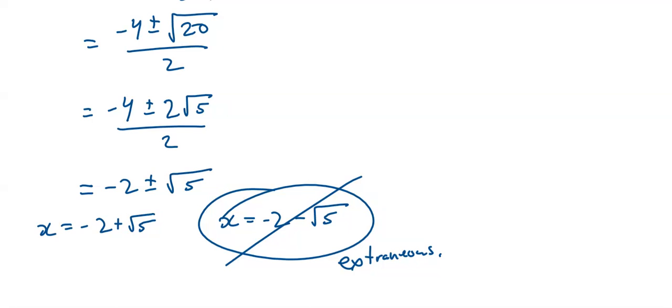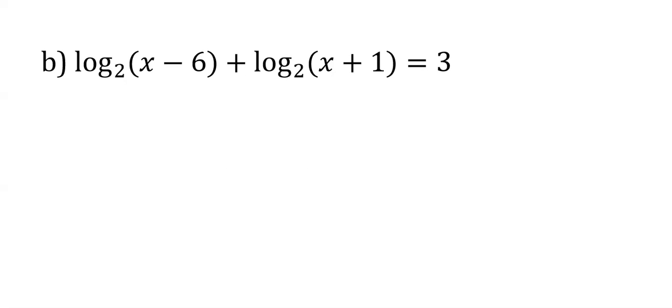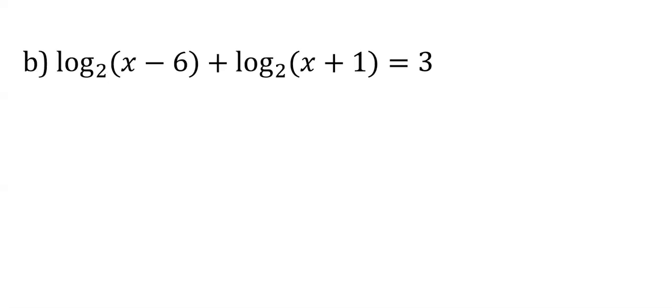Okay, next one. So I'm going to show you a little bit of a different way that you could organize your solution or think through, and it'll work for all of them. There's nothing special about this one. It's another same kind of question. Start with restrictions. If x has to be greater than 6 and x has to be greater than -1, then x has to be greater than 6.